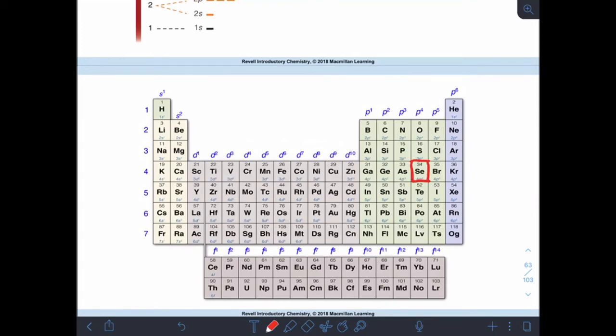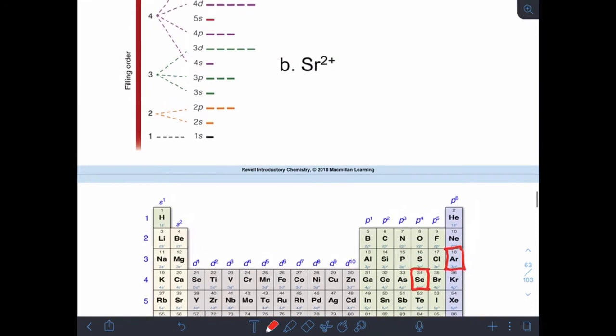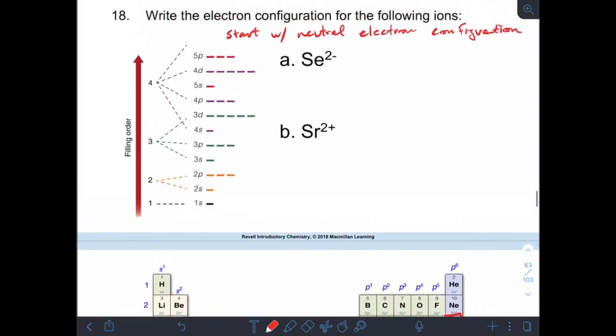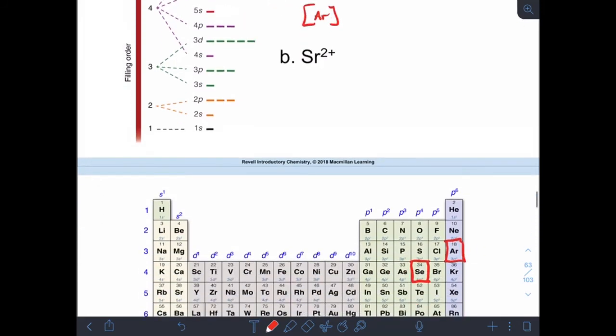Now I'm going to use the noble gas configuration because that's going to be a lot shorter than listing everything. So I'm going to look in the row above selenium and find the noble gas. That's argon. I'm going to write it just below. So argon, and then I just have to list the things that are in the same row as selenium. So I'm in row 4, and so I say 4s2.